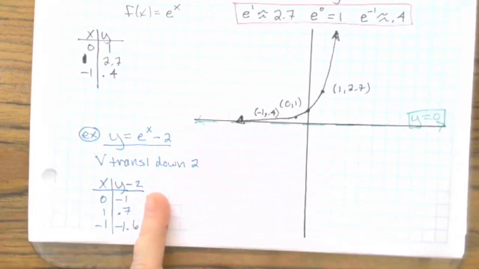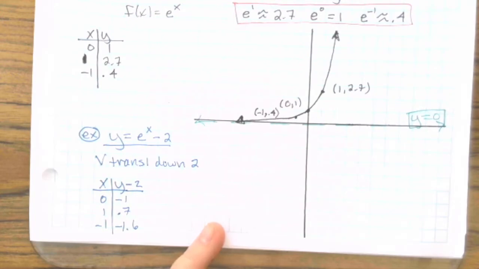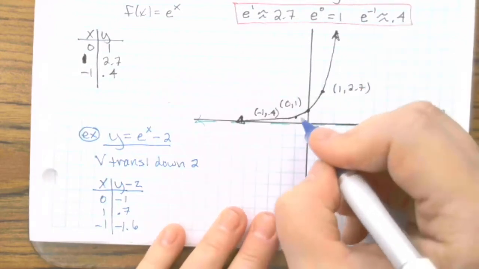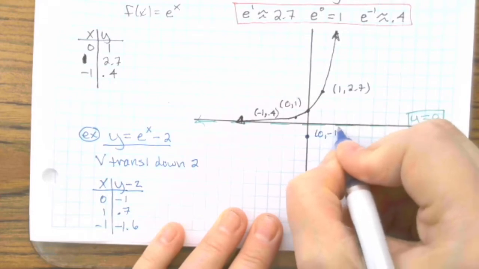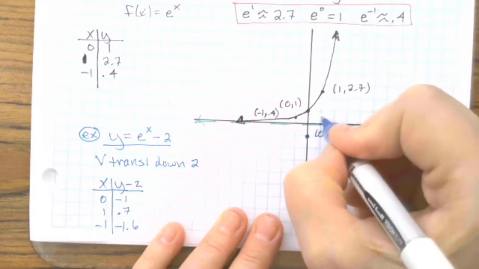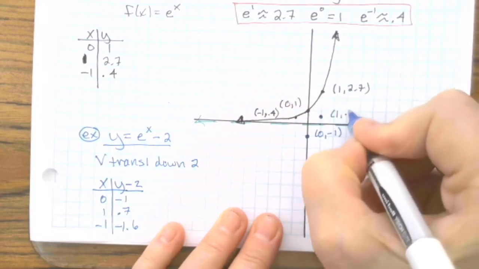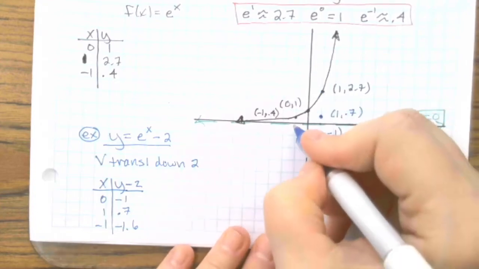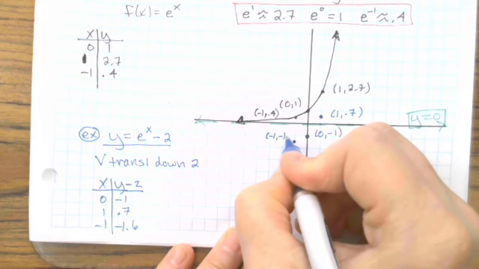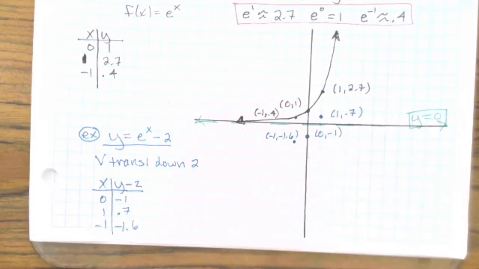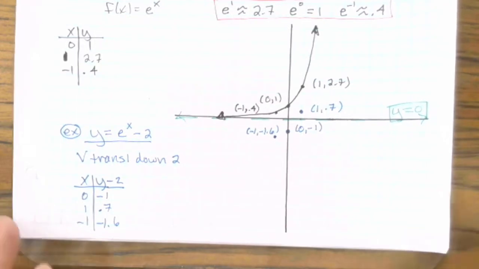When you're translating up and down, because these are decimals, counting spaces is not usually the best way to go because you have to have the labels on it anyway. Okay, so here we go. 0, negative 1 is here. Then we have 1 and 0.7, and then negative 1 and negative 1.6. And you can see why it's important to know where that asymptote is, because with just those 3 points, you really can't get a good shape.